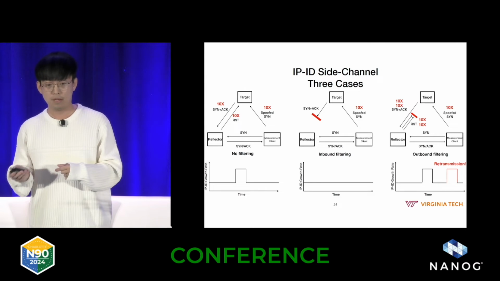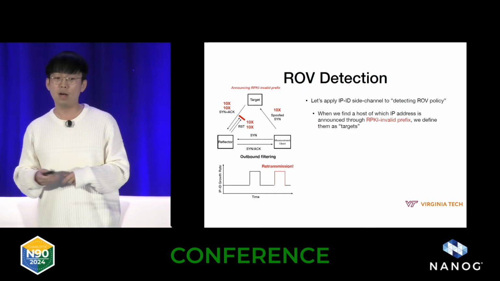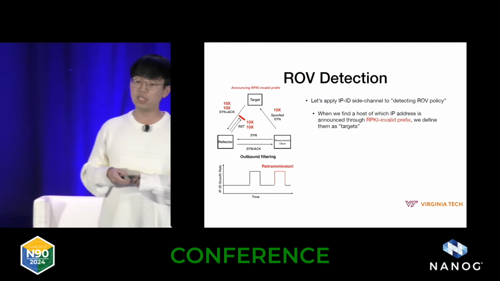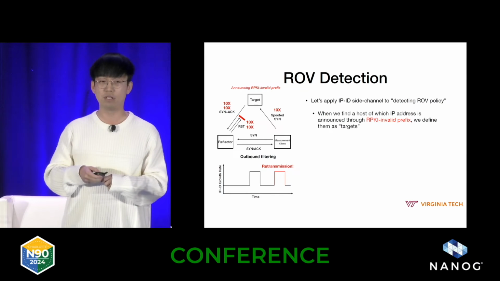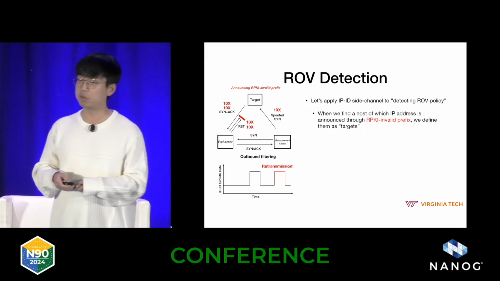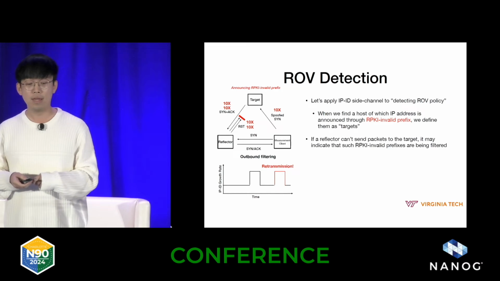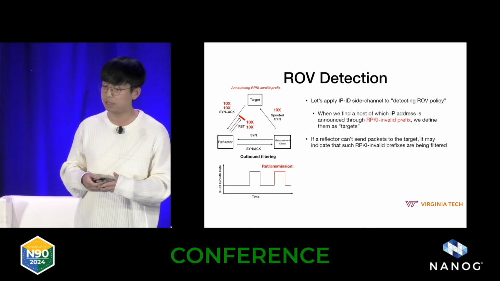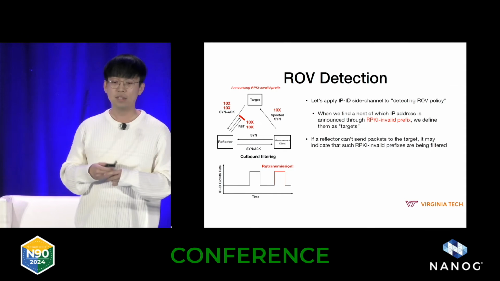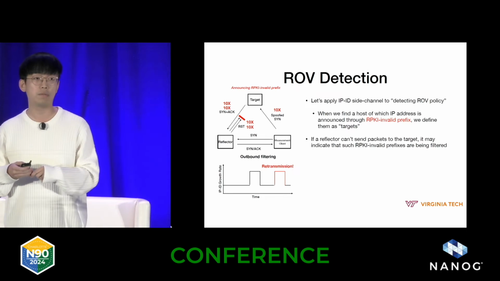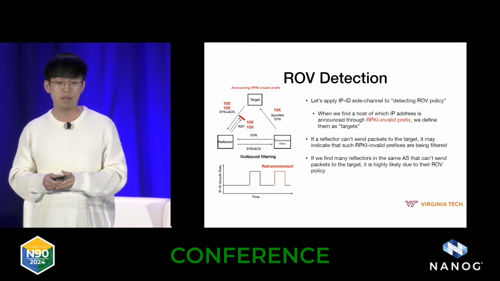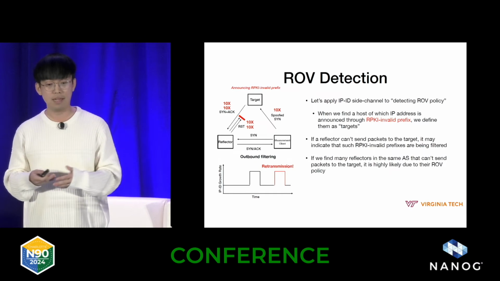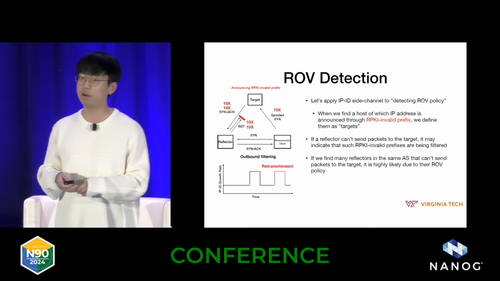Now, when we choose a target, we find a host whose IP address is announced through an RPKI-invalid prefix. We call them targets. Then, if we find that a reflector cannot send packets to the target, it may indicate that such RPKI-invalid prefixes are filtered by that AS. If we find many reflectors within the same AS, then it is highly likely due to their ROV policy.